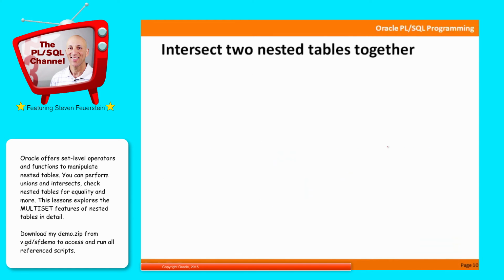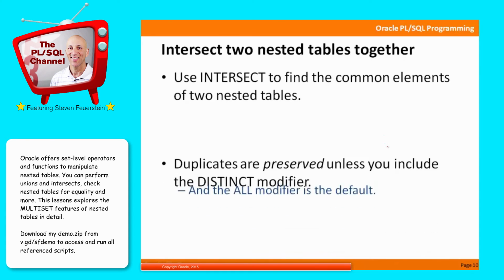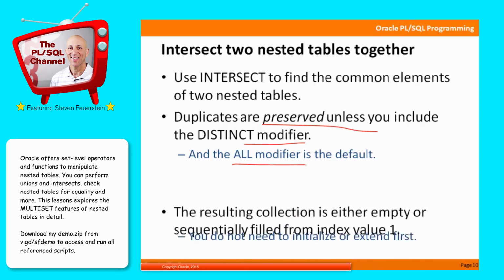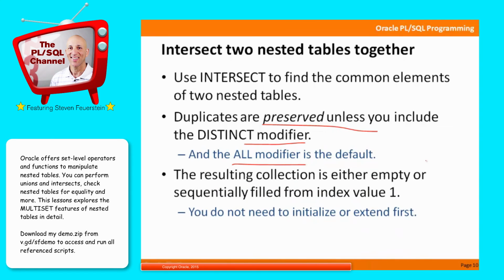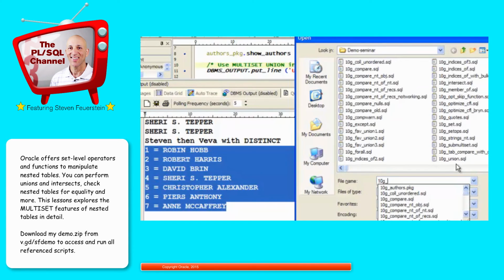So that's union. Intersect. Use multiset intersect to find the common elements of two nested tables. Again, duplicates are preserved unless you include the distinct modifier. There's also an all modifier, by the way, which is the default. That's the same thing as just saying intersect or union. Keep all. The resulting collection, again, is populated from index value 1 or it's empty. No need to initialize or extend. Let's take a look at intersect. You're probably getting the idea.